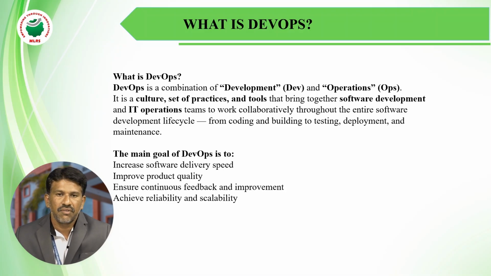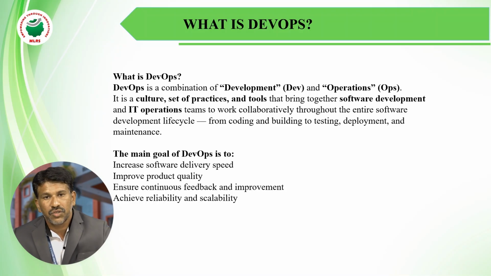When we follow DevOps, there are different types of tools. Majorly we are using Jenkins and Docker. There are different types of tools available. First, we'll see what the main goal of DevOps is. Coming to the main goal, it increases the delivery speed of the software delivery.